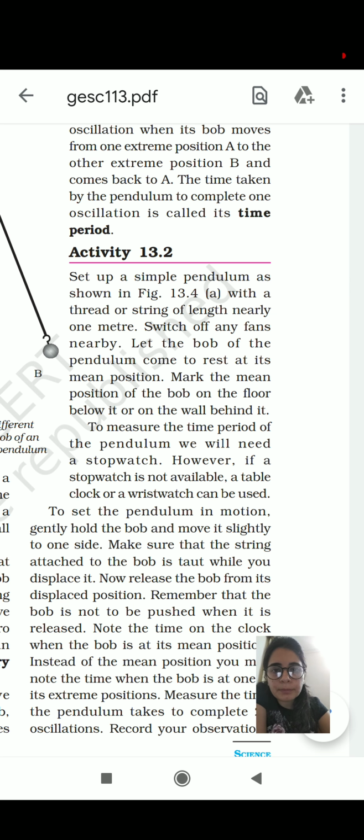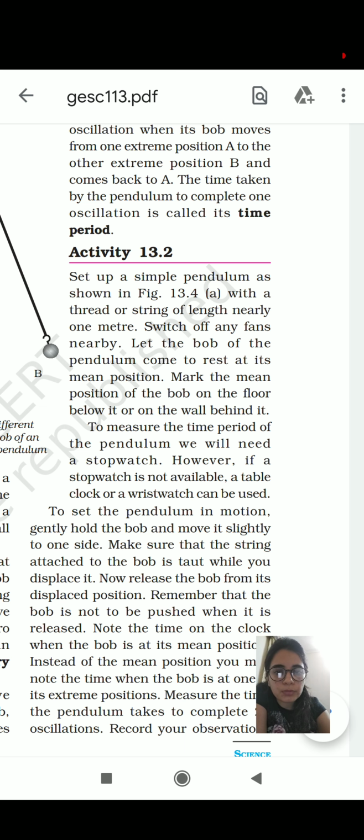Set up the simple pendulum as shown with a thread or string of length nearly 1 meter. Switch off the fan. Let the bob of the pendulum come to rest at mean position. Mark the mean position on the floor or behind on the wall. To note the time period of the pendulum, we need a stopwatch. If a stopwatch is not available, then we can use our digital clocks.